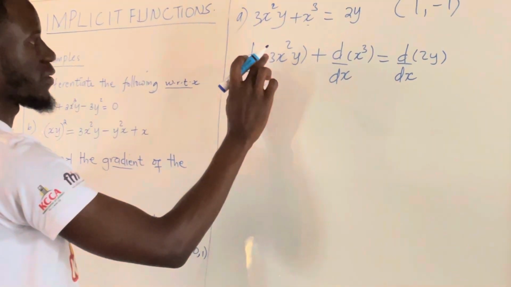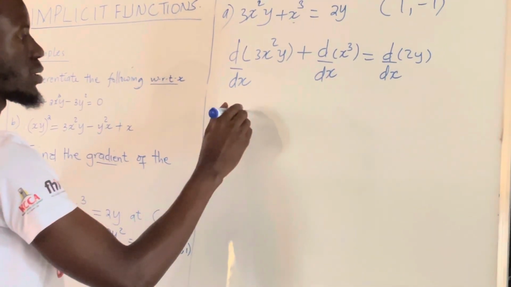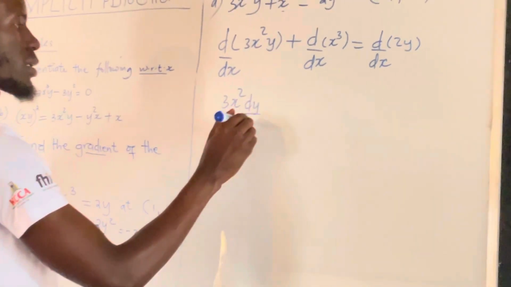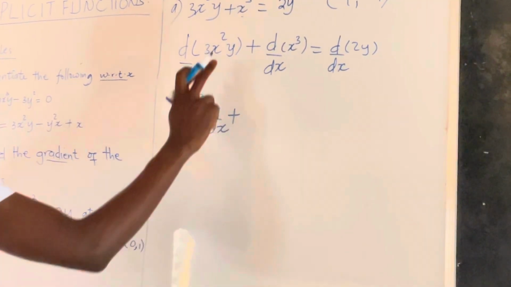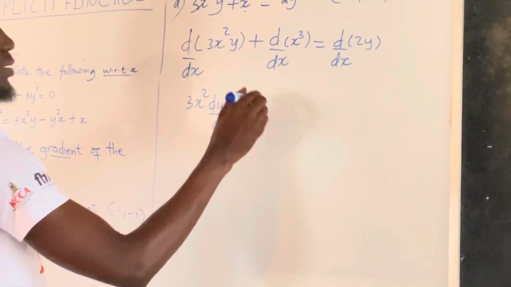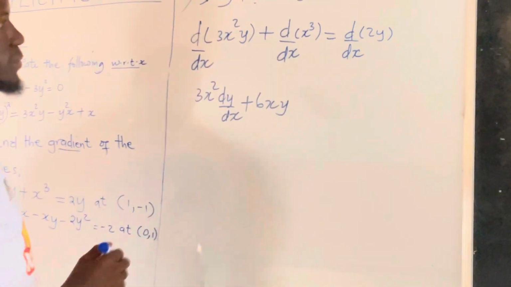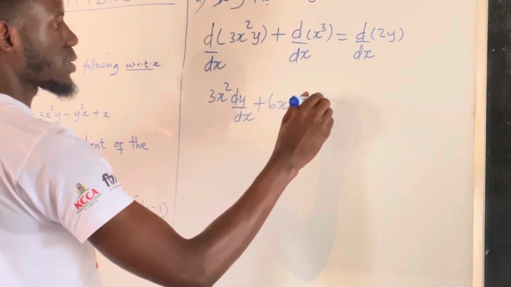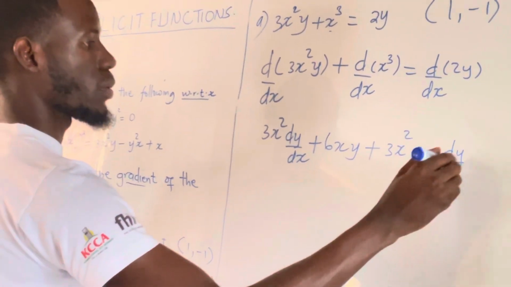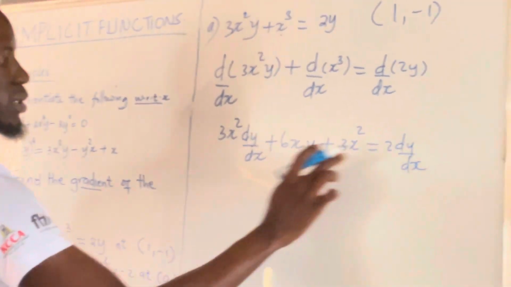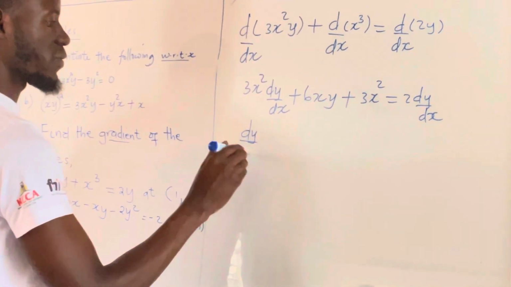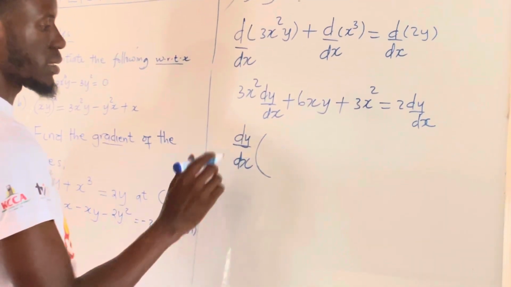Differentiating this one, since we have done it more often, we can now just proceed. If we keep 3x squared constant and differentiate y, we get dy/dx, plus, when we keep y constant and differentiate 3x squared, we shall have 6x times y. Then plus 3x squared is equal to 2 dy/dx. We want to get dy/dx, so we put all of them on one side and we factorize. So I'm going to factorize immediately. This is dy/dx.